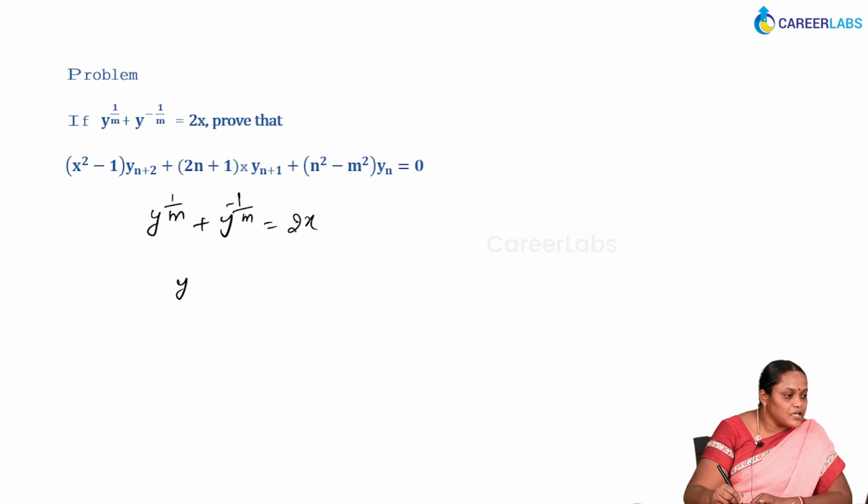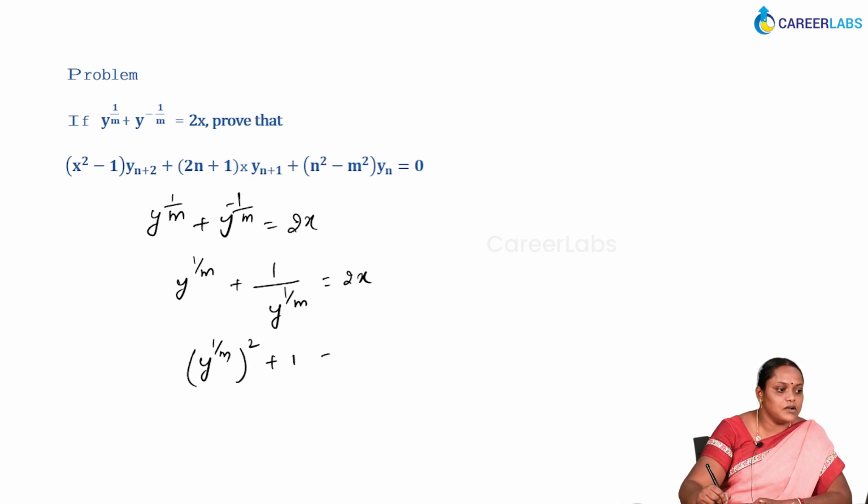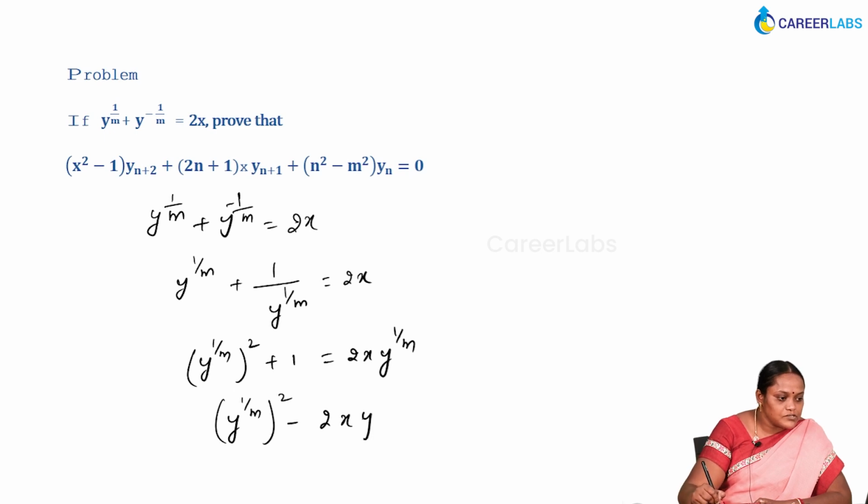So let us write this as y power 1 by m plus, I can write this as 1 by y to the power plus 1 by m. This is equivalent to 2x. So when I cross multiply, I will get y to the power 1 by m the whole square plus 1 is equal to 2x y to the power 1 by m. So this is nothing but y to the power 1 by m the whole square minus 2x y to the power 1 by m plus 1 equivalent to 0.